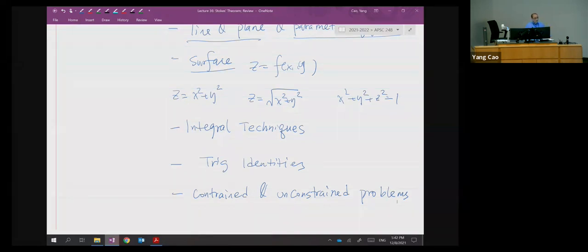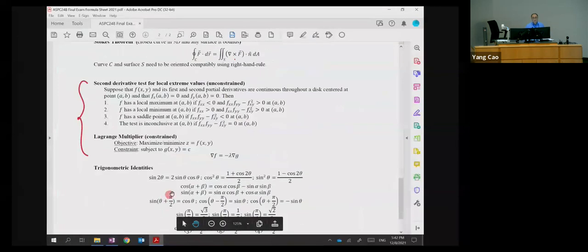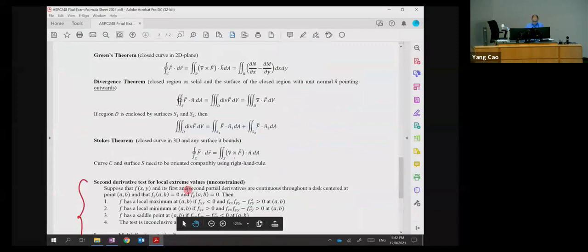For the final, I will provide the formula sheet, which is basically this one over here, okay? I'll also provide scratch paper, okay?